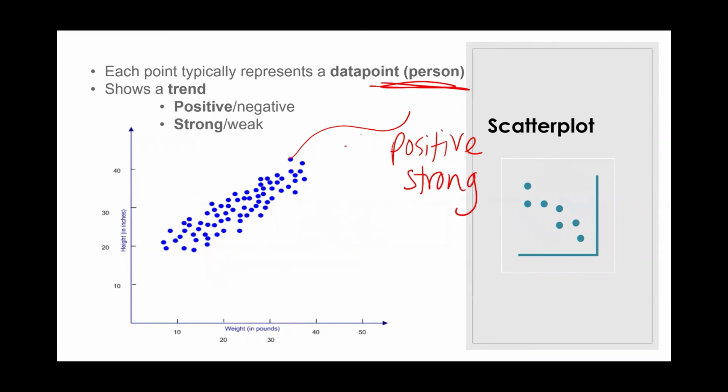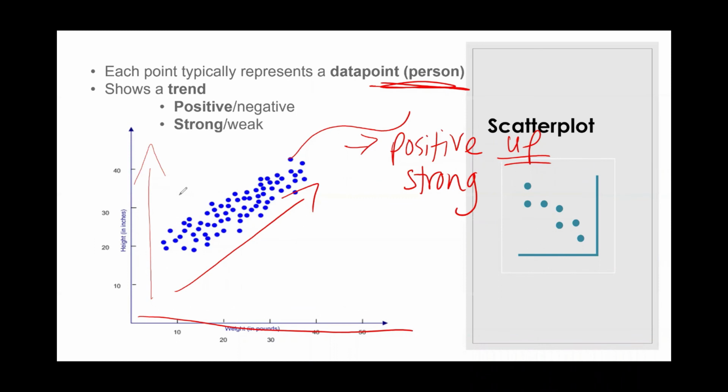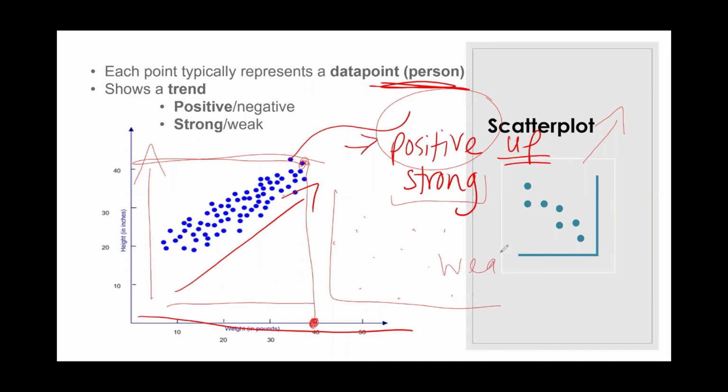How can I tell that it's a positive trend? It's going up. If as you're increasing in weight, you're also increasing in height. These people right here that are a lot heavier are also a lot taller. So this is a positive trend. It's also a strong trend because each of the data points, or each person, is very close to the other people. If the data was spread out, kind of like this, it would show a weak trend because there really isn't a trend at all.